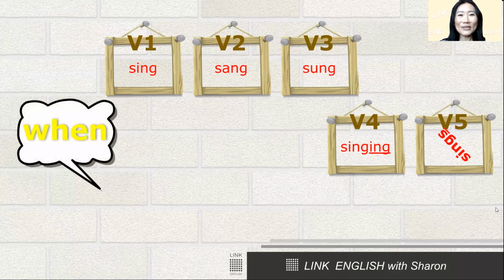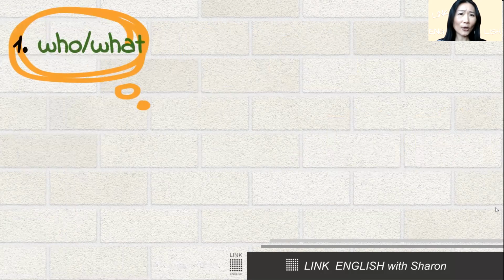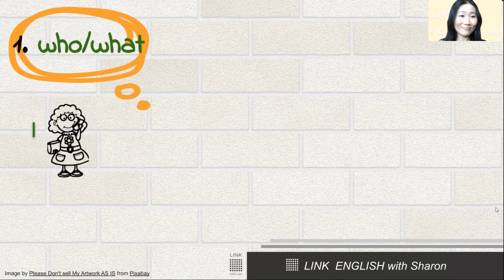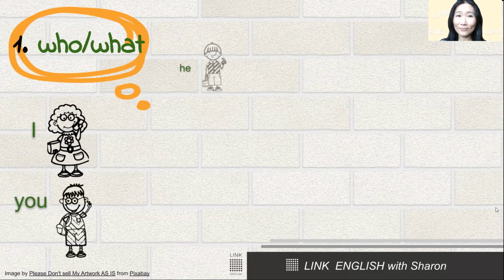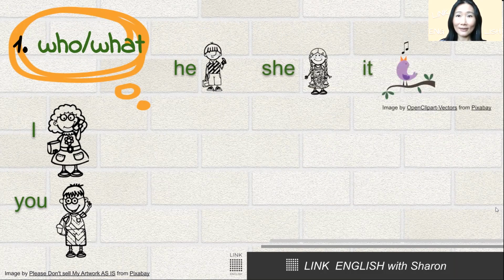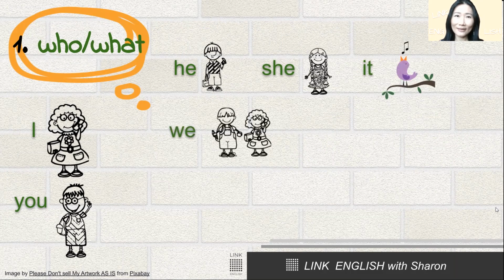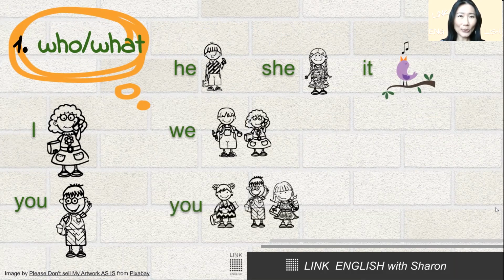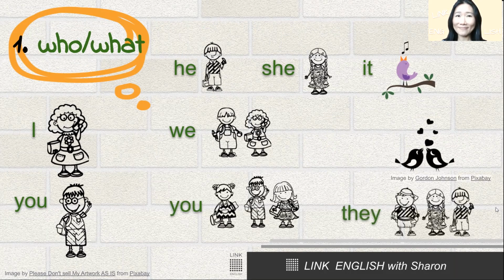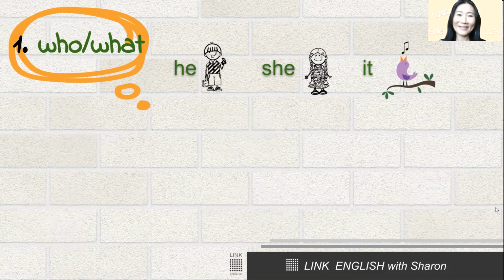Okay, now we can ask when we use V5 verbs. First, look at who sings, what sings. I, you, he, she, it, we, you, or they. He, she, and it.